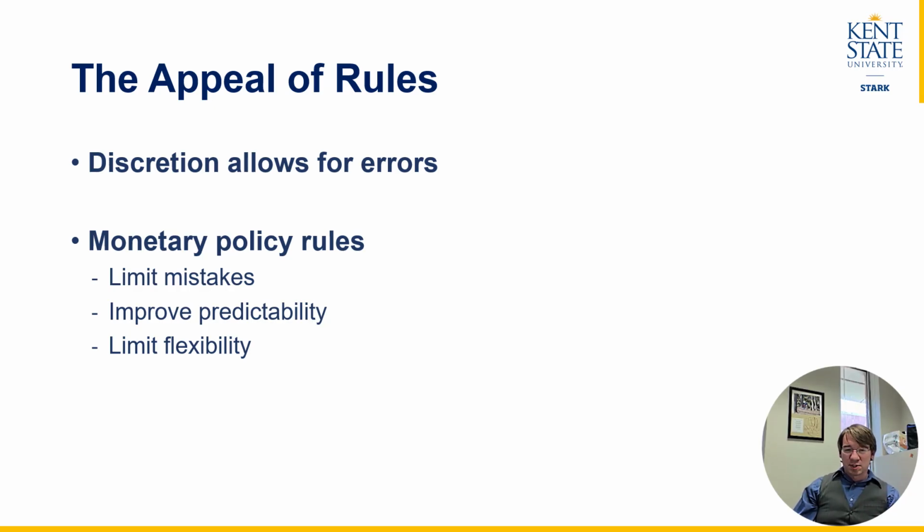And there are a number of rules that have been suggested. One of the classic ones was from Milton Friedman. Milton Friedman suggested a money growth rule that is just year after year, we're going to aim for about 5% growth in the M2 money supply. That's it.